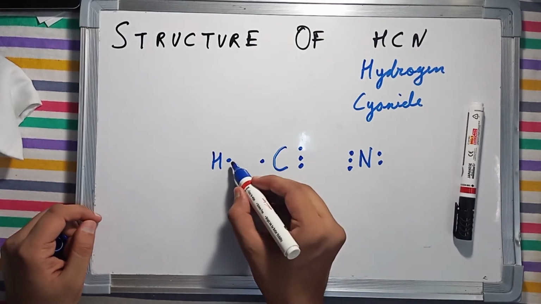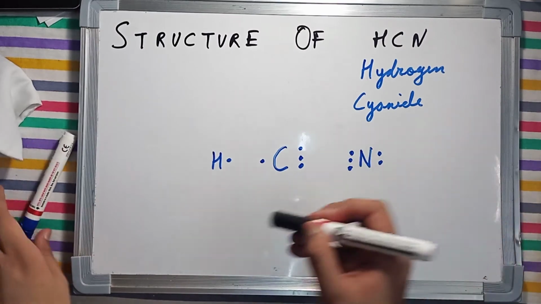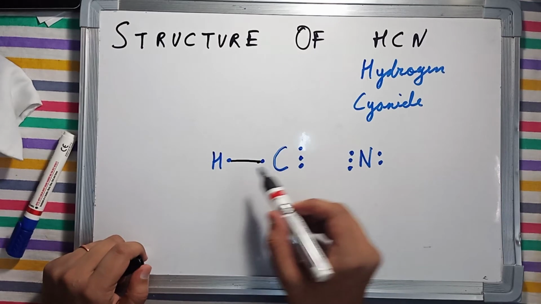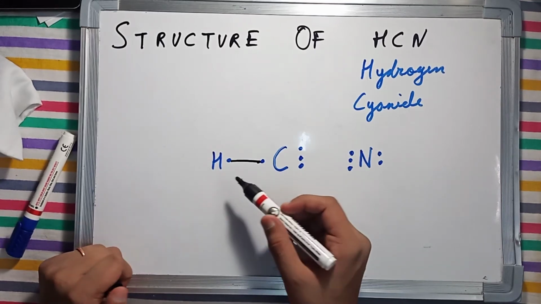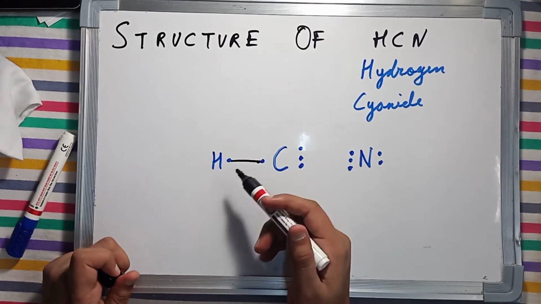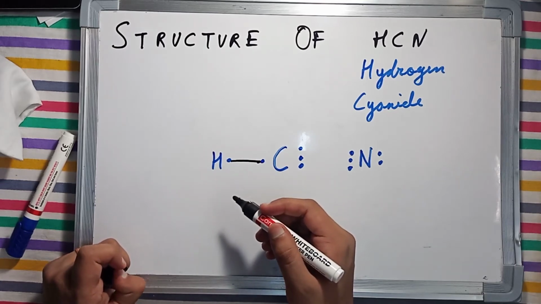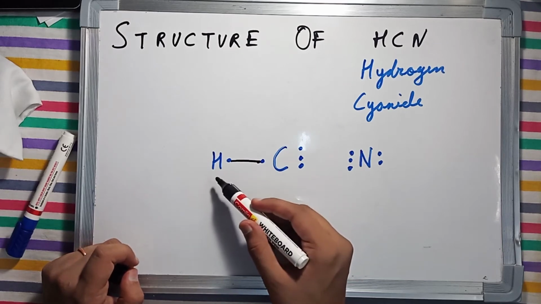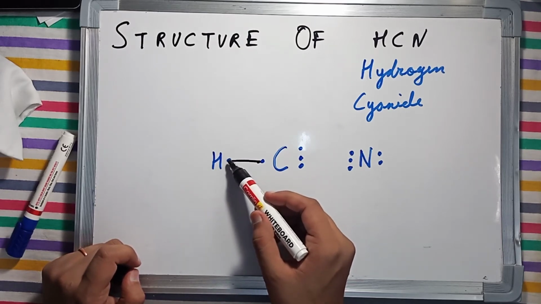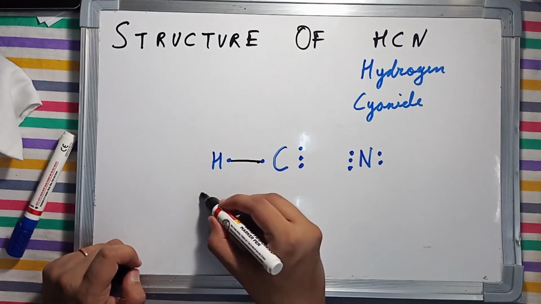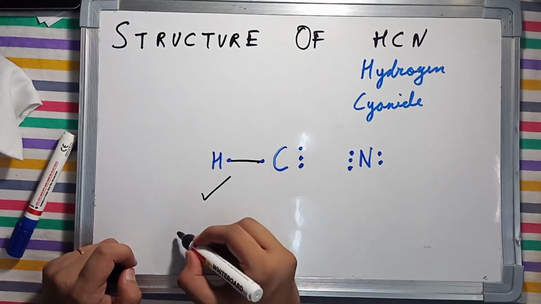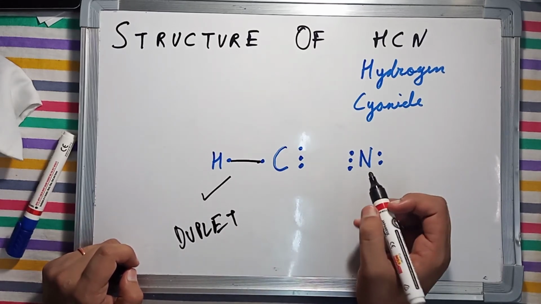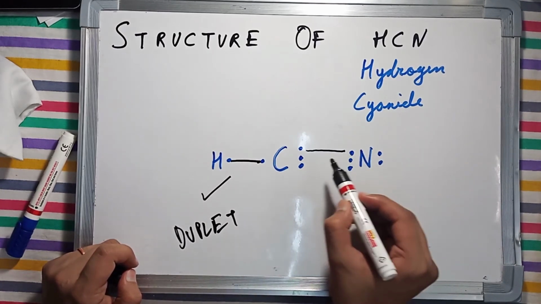Okay, so hydrogen is going to make a single bond with carbon like this. Now let's check if hydrogen has completed its craving for electrons. Okay, it wants to complete its duplet. 1 and 2, yes, it has completed its duplet. Now let's check for carbon. It will make 3 bonds with nitrogen.